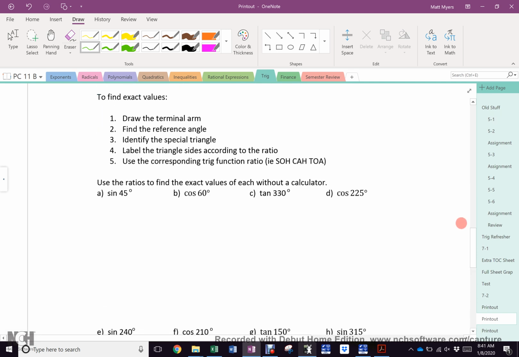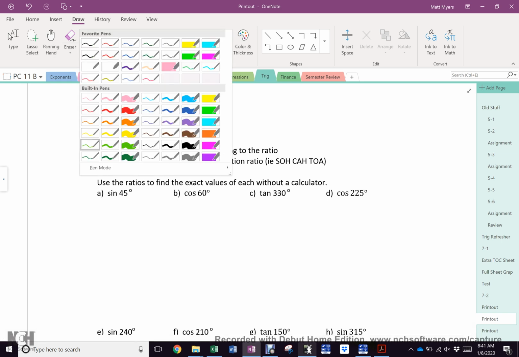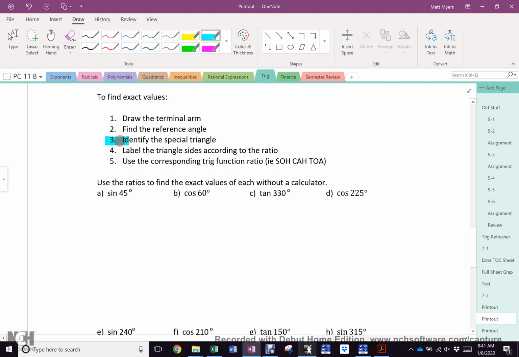It's always the same thing. Terminal arm, reference angle, special. Identify the special triangle. This is what we just did. This is last page. And then we just do the numbers. Okay, first one's easy. Sine of 45. Where is that? What quadrant? First quadrant right there, yes?